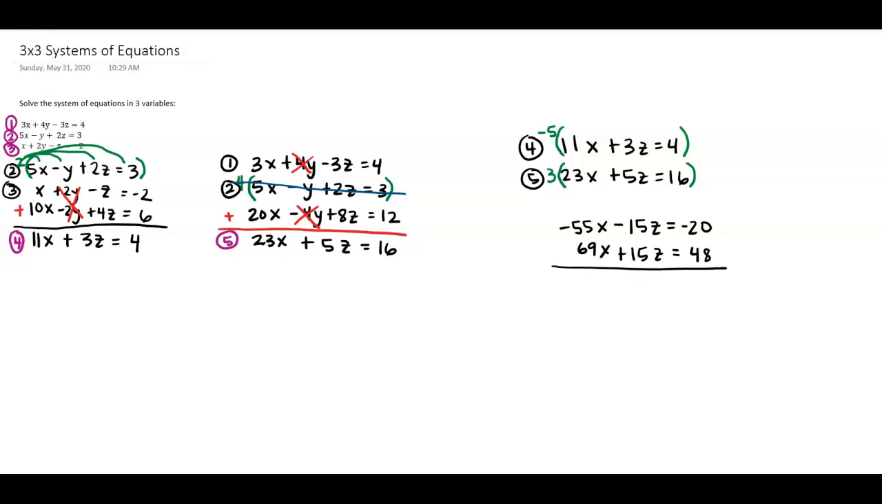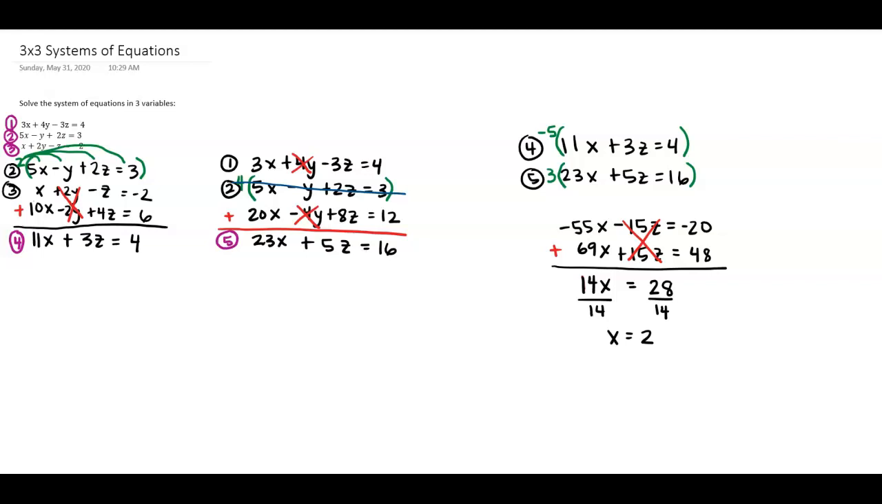Okay. And then again, I'm going to add these together, and when I do that, my z's eliminate, and I'm left with over here the negative 55 plus 69 is going to give me a positive 14x, and that's going to equal negative 20 plus 48 is going to give me 28. And then to solve for x, let's divide by 14. So x equals positive 2.